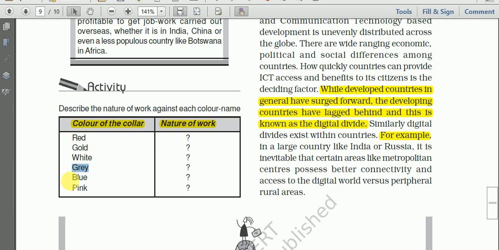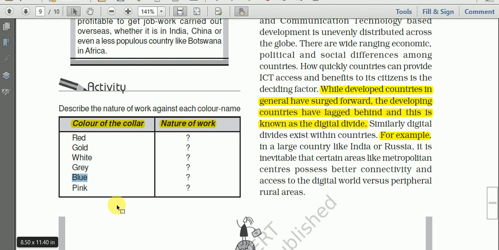Then we have blue collar workers. Who are they? Persons who perform manual labor, especially in the manufacturing industries, and earn hourly wages. So they are known as blue collar workers. Generally, they used to wear blue uniforms because they engage in dirty work, for example in an oil refinery.